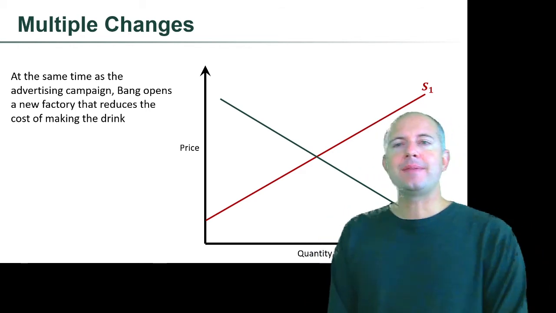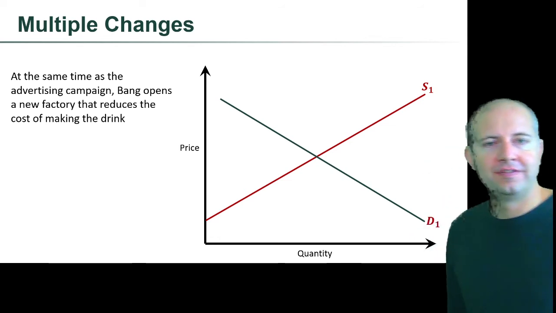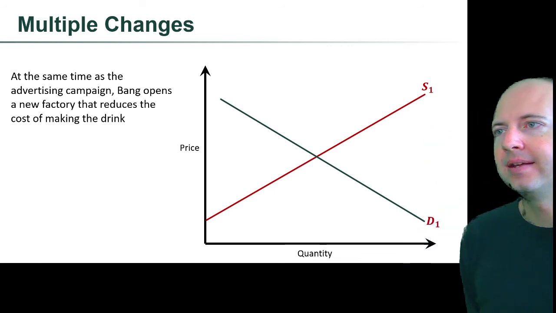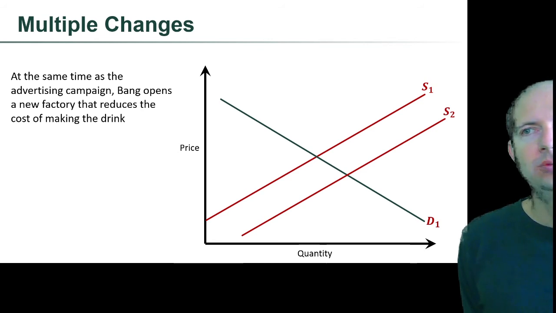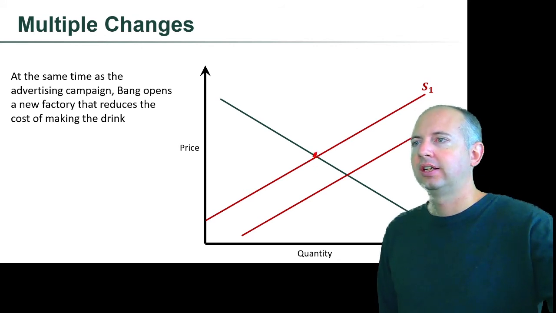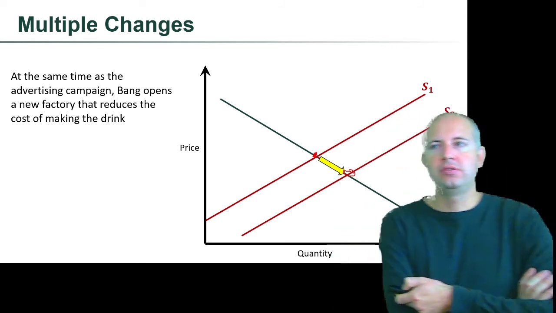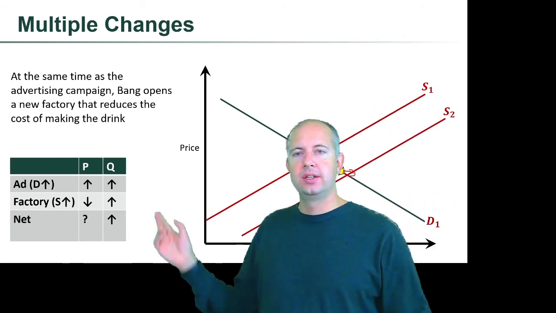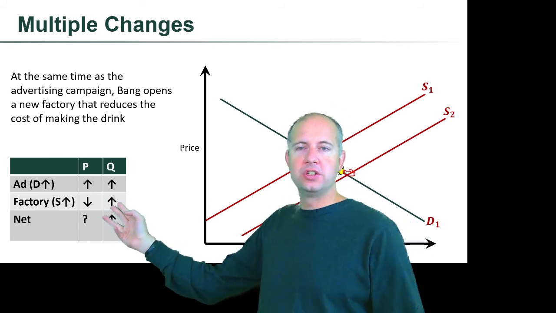So at the same time as the advertising campaign, Bang opens up a new factory that reduces the cost of making the drink. Well, if you think about that like an improvement in technology, that shifts supply to the right. Now let's compare our equilibrium points. Equilibrium used to be here. Now it moves to here. So we move down and to the right. What does down and to the right mean? Down means price goes down, and moving to the right means quantity goes up.